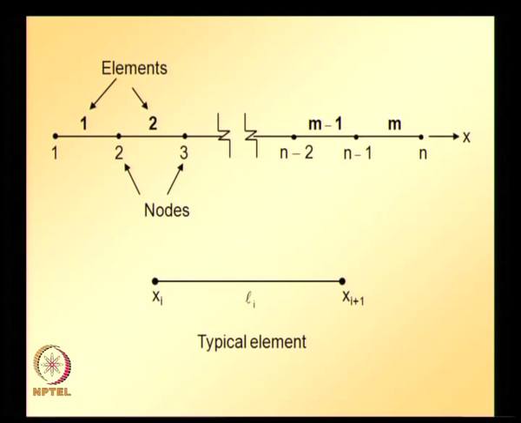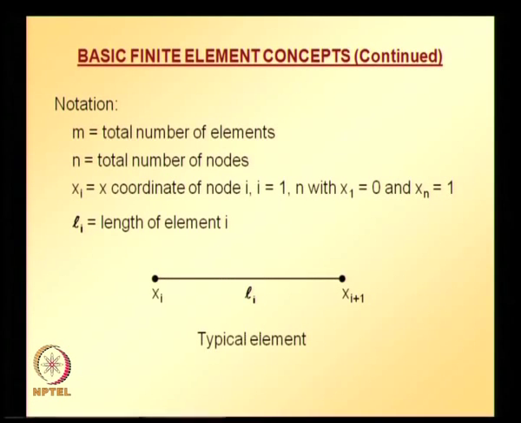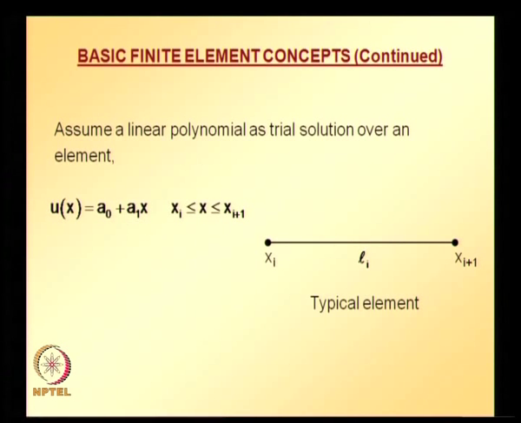Let us see what the various quantities in this figure are. m is the total number of elements, n is the total number of nodes. x i is the x coordinate of node i, where i takes values from 1 to n. x 1 coincides with x equal to 0, x n coincides with x equal to 1, and L i is the length of element i. This is the typical element reproduced again. We will assume a linear polynomial as a trial solution over this typical element. The trial solution can be written as u equal to a naught plus a 1 x, and the domain of this element goes from x i to x i plus 1.